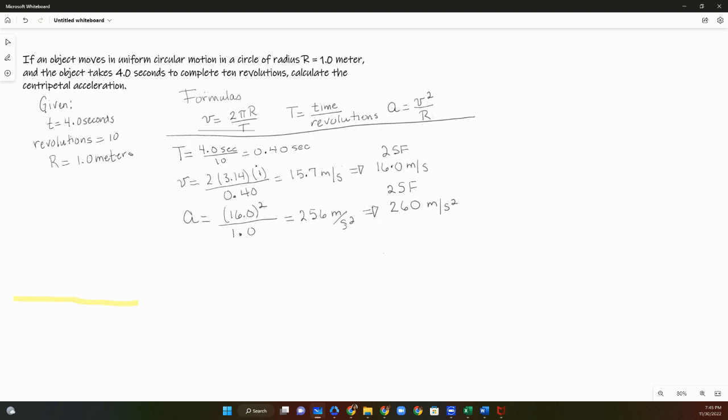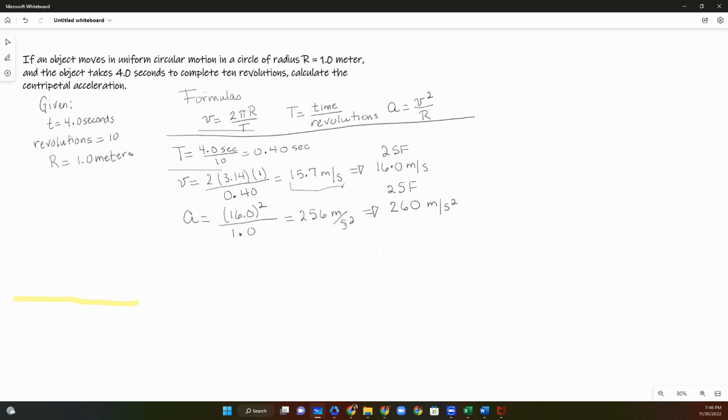So take a look at what I did here. The first step, I calculated the period, and that gave me 0.40 seconds. Then I went ahead and substituted that value in the velocity formula. So it's 2 times pi, which is 3.14, times 1 because that is the r, and then you have here the period, which is 0.40. You calculate that, and the calculator is giving you 15.7 meters per second.